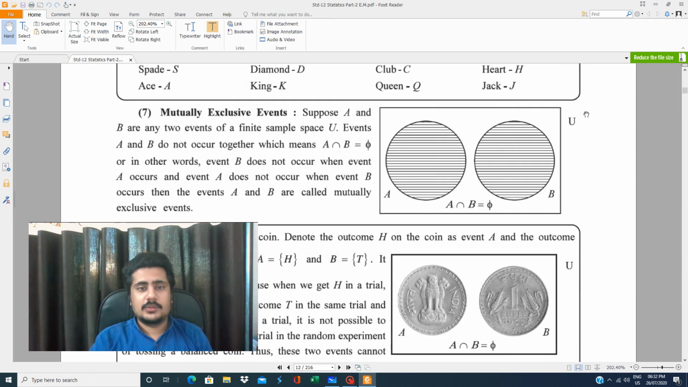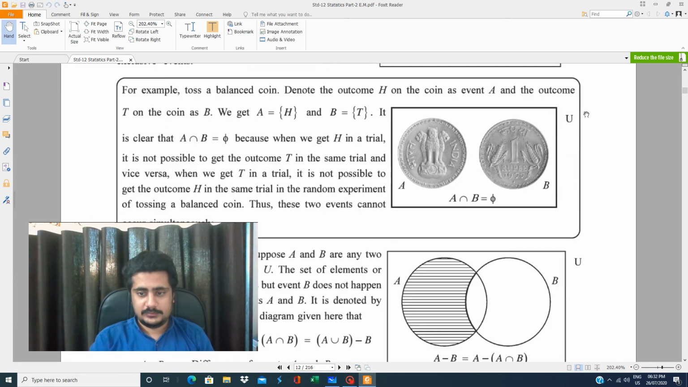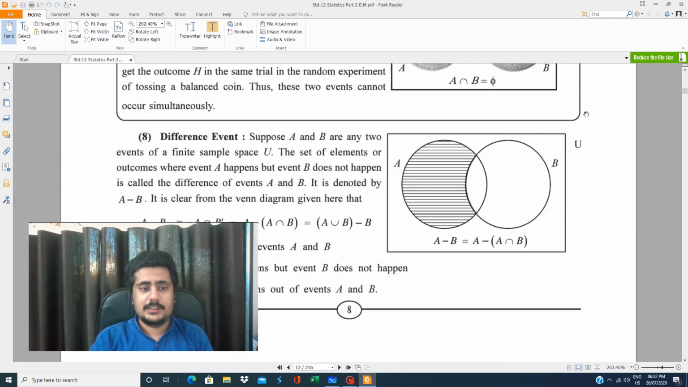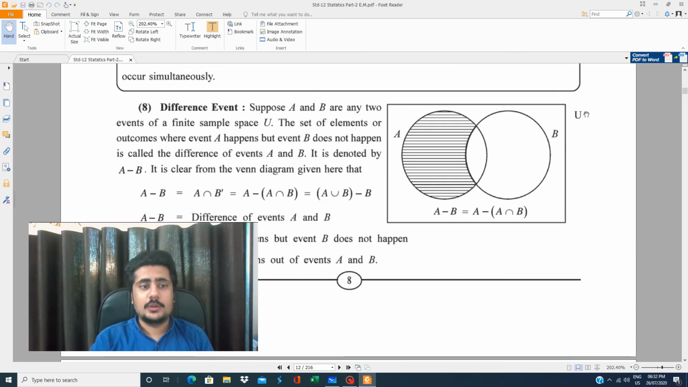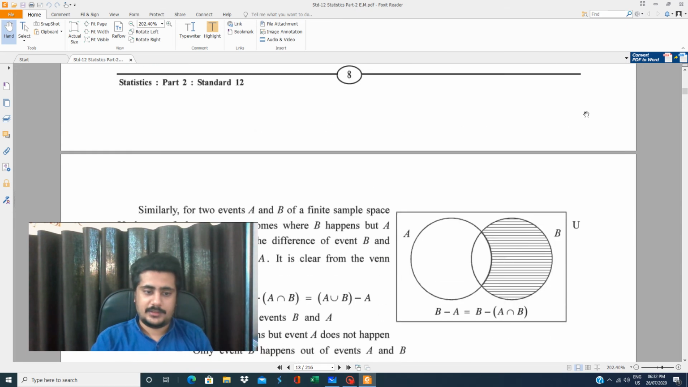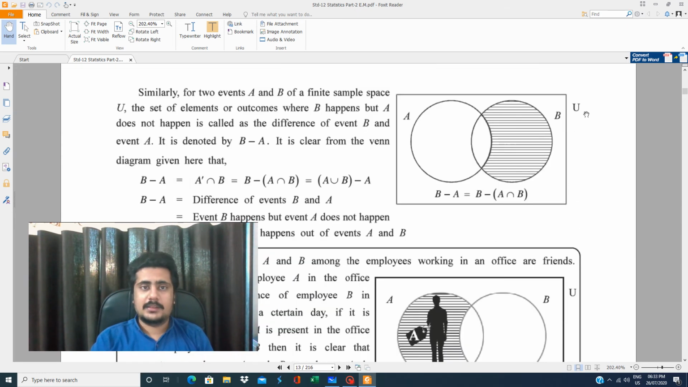And mutually exclusive events, that means if there is no intersection between A and B, then events A and B are known as mutually exclusive events. If A intersection B is a null set, then it is known as mutually exclusive. Then difference events, I told you about difference events A minus B, B minus A. A minus B is A minus the intersection, and B minus A is B minus A intersection B.